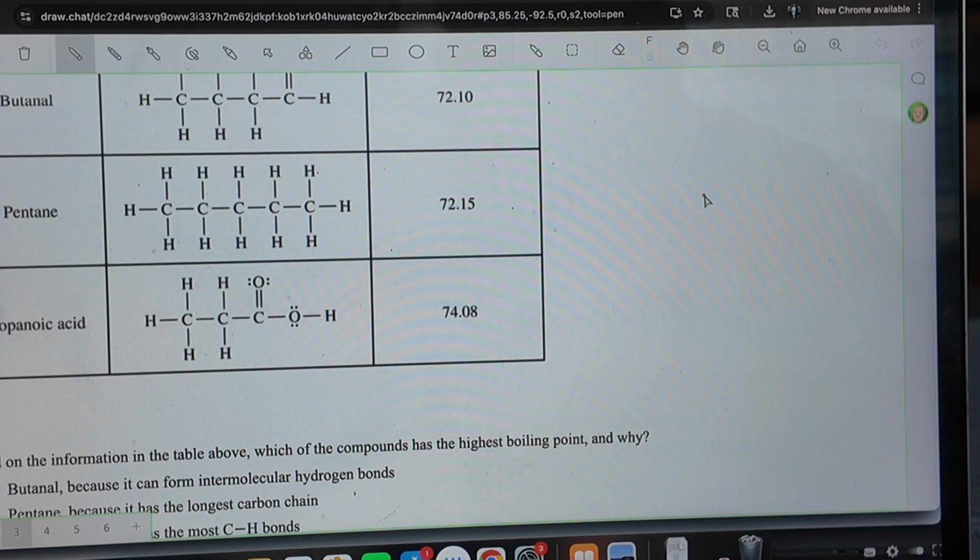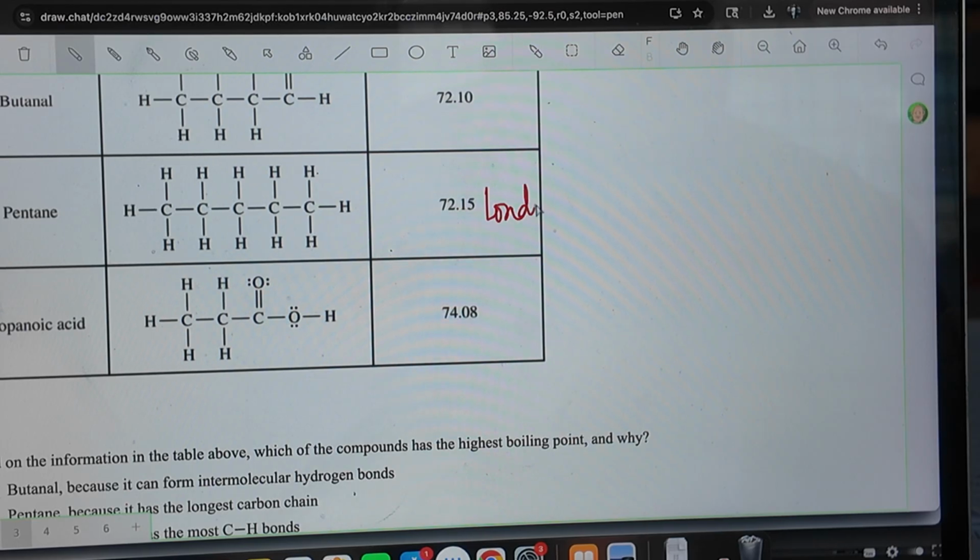It's going to be decided by other intermolecular forces. Boiling point is dependent on how strongly molecules can stick together. So pentane is nonpolar, right? There's no polarity here, no dipole moment, so it can only have London dispersion forces.